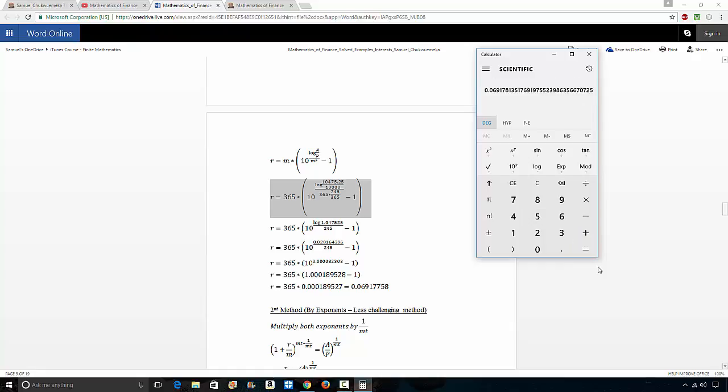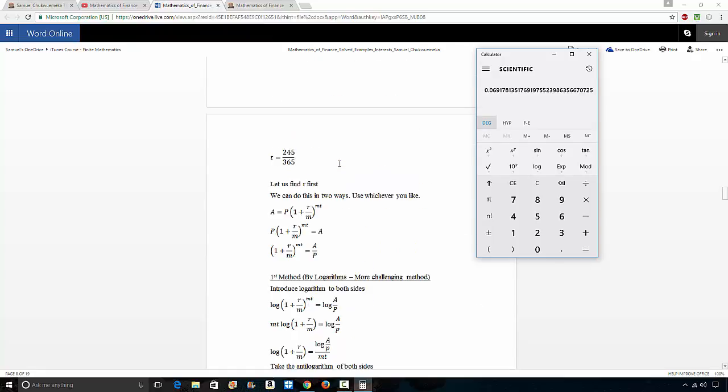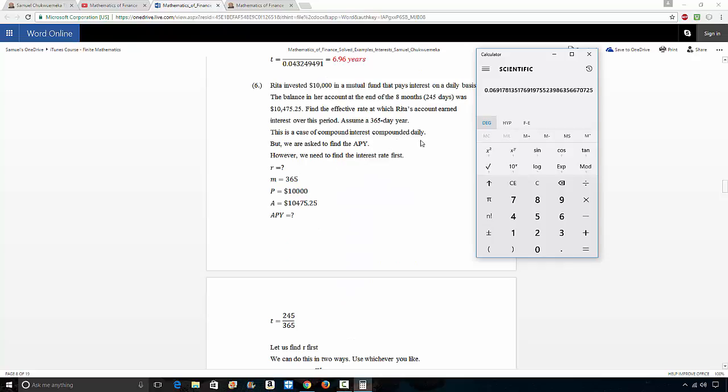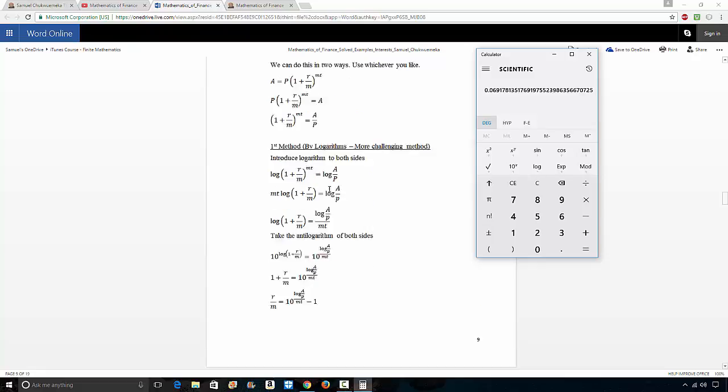So you see that 0.069178135 is a long thing. Okay, that's what it gives me. And you know, you can do it here also. In this case, this is a compounded daily, and you're asked to find the rates.